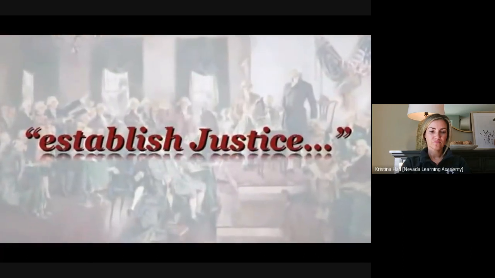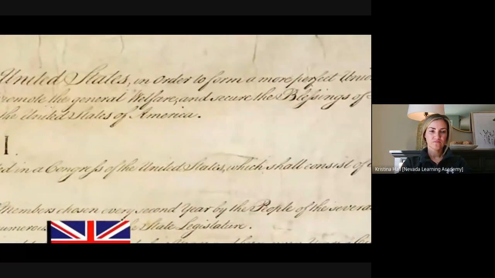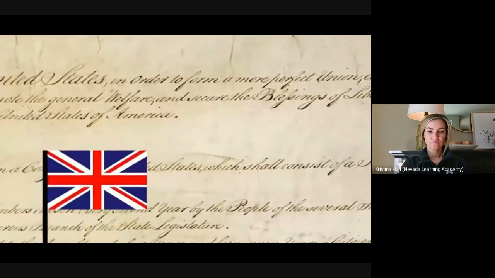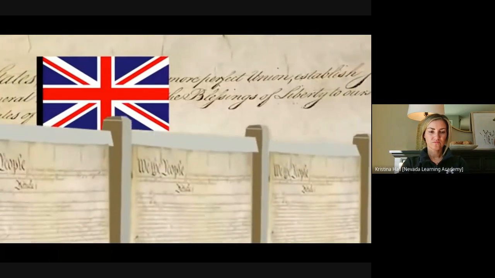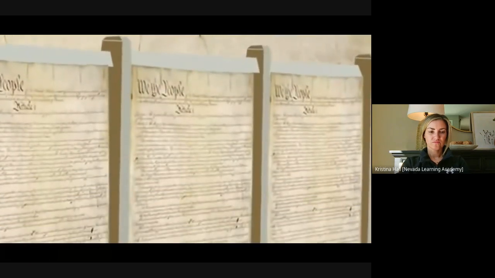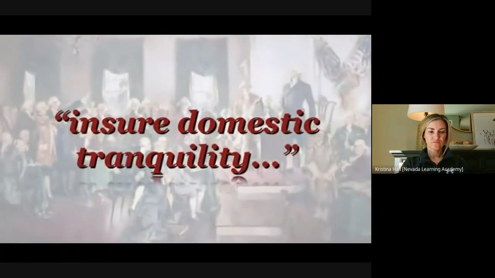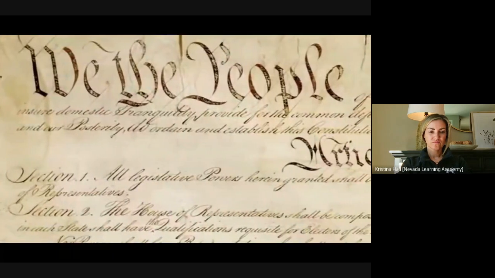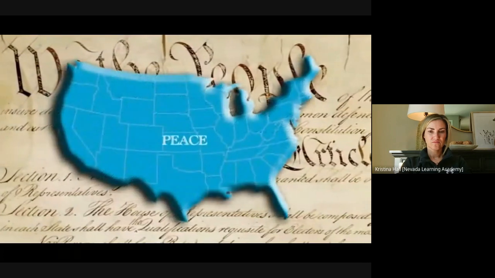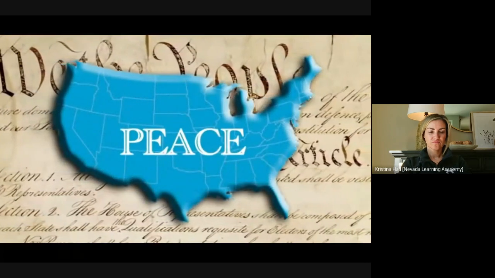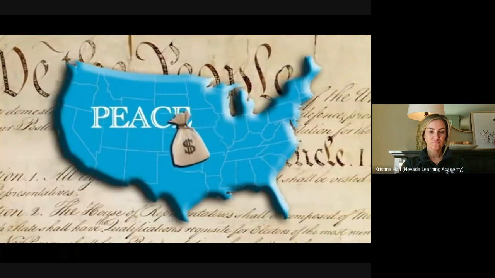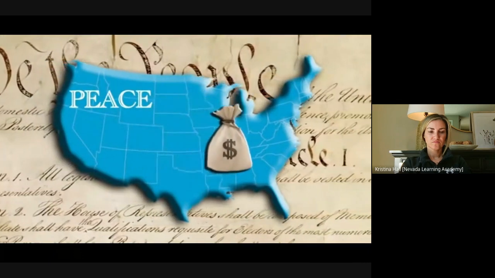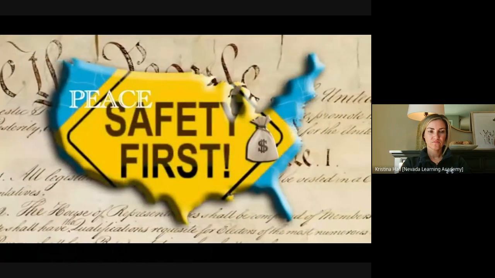Establish justice. The intent behind this line was to protect Americans from the many faults of unfair governments the Founders had come from. The Constitution was written to protect Americans from an all-powerful government. Ensure domestic tranquility. This means the Constitution is designed to help keep America a peaceful nation, bent on allowing Americans to make their own living and provide for themselves in a safe environment.